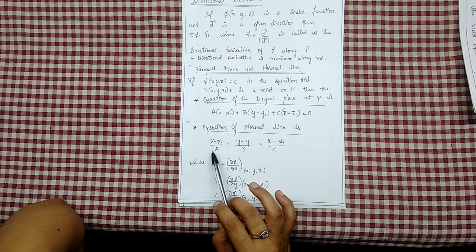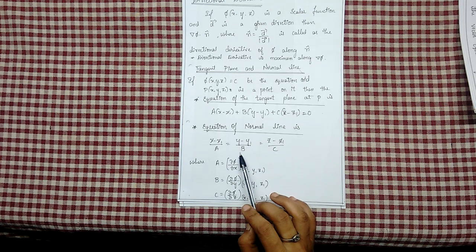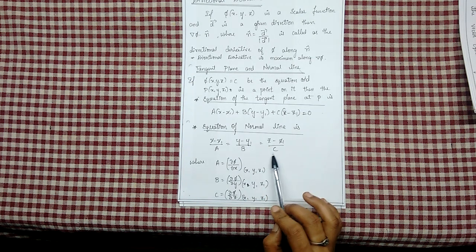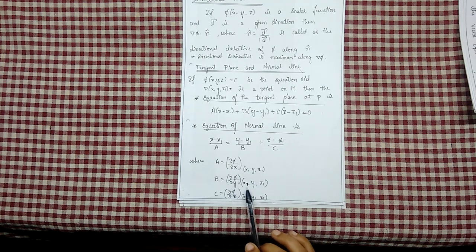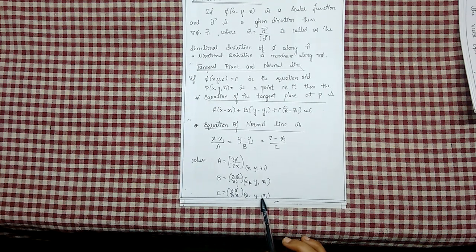The equation of the normal line is (x minus x1) by a is equal to (y minus y1) divided by b is equal to (z minus z1) divided by c, where a, b, c are given by del phi by del x at (x1, y1, z1), del phi by del y at (x1, y1, z1), and del phi by del z at (x1, y1, z1).